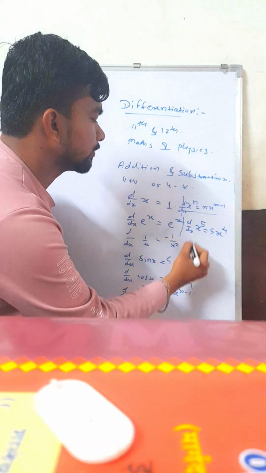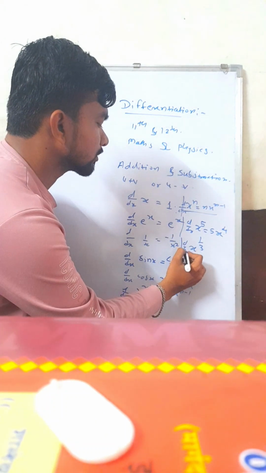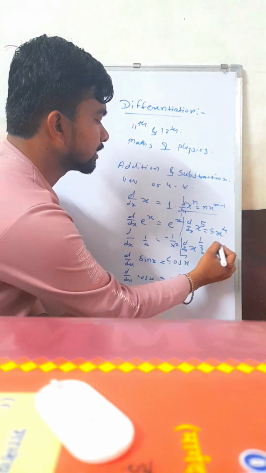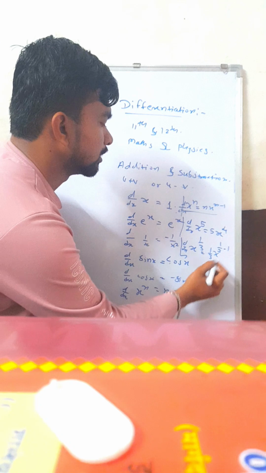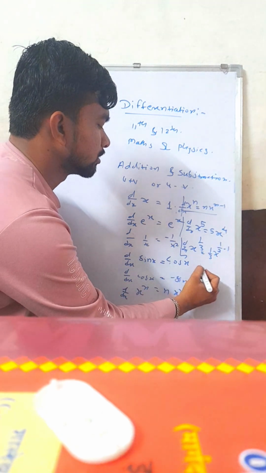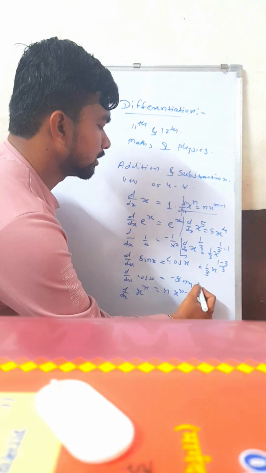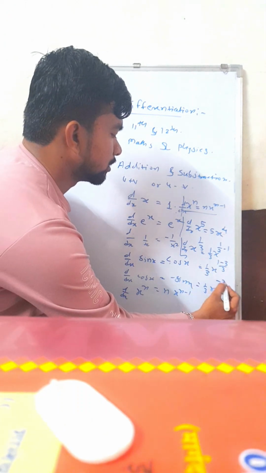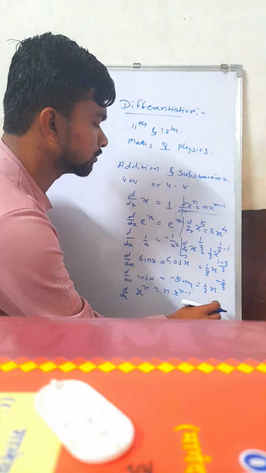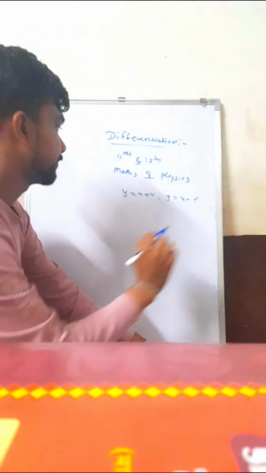Then differentiation of, suppose, x raised to 1 upon 3. Here 1 upon 3 is n, so x raised to 1 upon 3 minus 1. Here the base is not common, so we take the common denominator 3: 1 upon 3 x raised to 1 minus 3 upon 3, that is 1 upon 3 x raised to minus 2 upon 3. This is the differentiation of x raised to 1 upon 3.